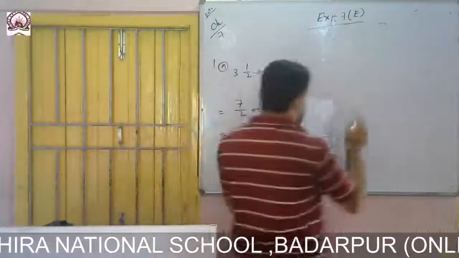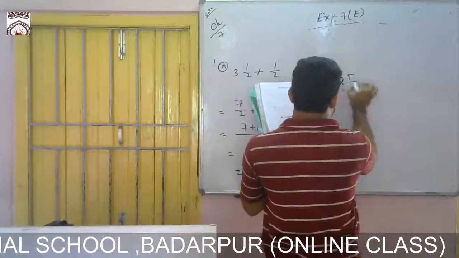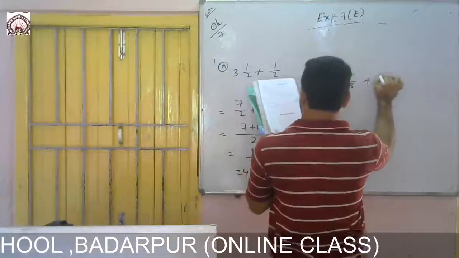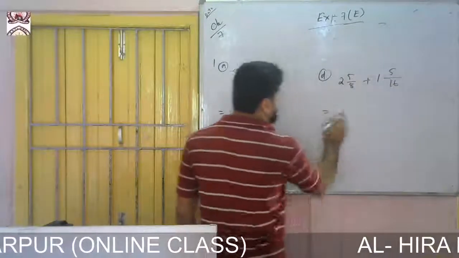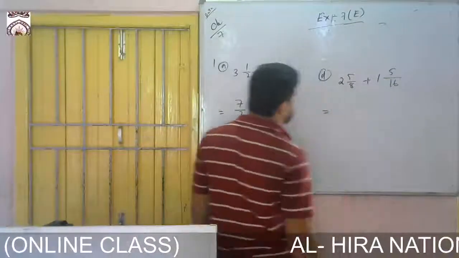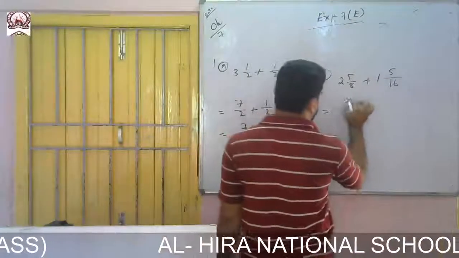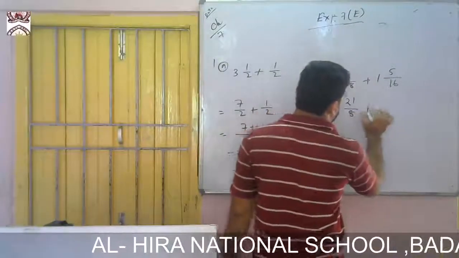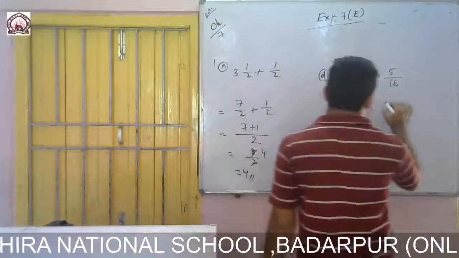Now come to the last. What is there? 2 5 by 8 plus 1 5 by 16. So first you break this fraction. 8 2s are 16, 16 plus 5 is 21. And 16 1s are 16, 16 plus 5, again 21.